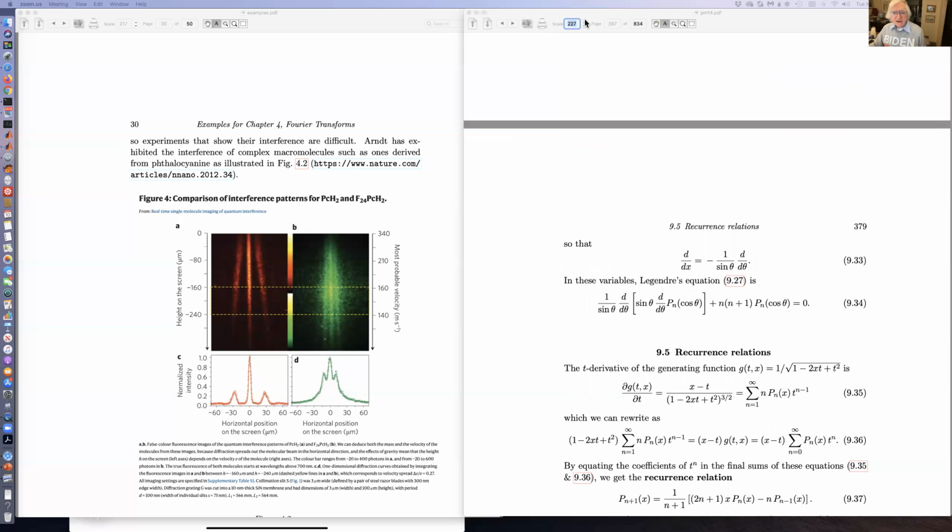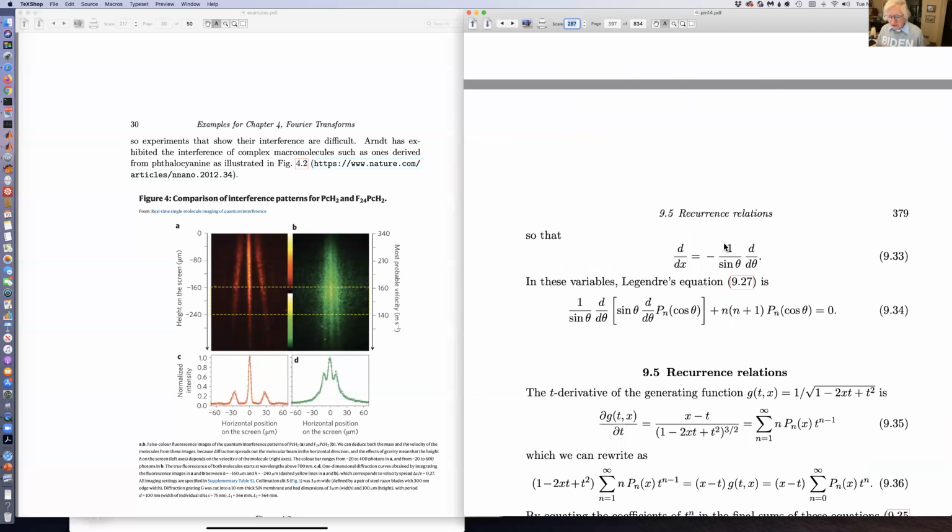Let's see, I think I can make this somewhat bigger. I can also maybe move this thing out of the way, and I can make it bigger. Let's go up to that maybe.